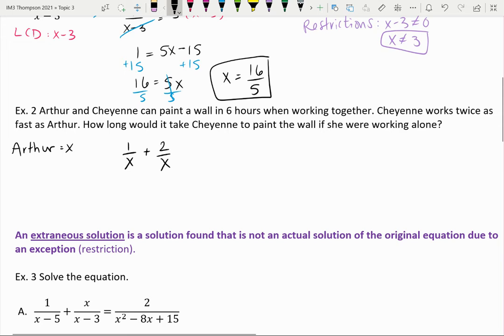Now together, I'm adding them, together they work. And they can paint a wall in 6 hours when they work together. What portion of the wall can they complete in 1 hour? 1/6. So here's the setup. That's the tough part. The first fraction represents the rate at which Arthur works. The second fraction represents the rate that Cheyenne works because she works twice as fast, so times 2. And then this is the rate at which they're working together to complete the wall.